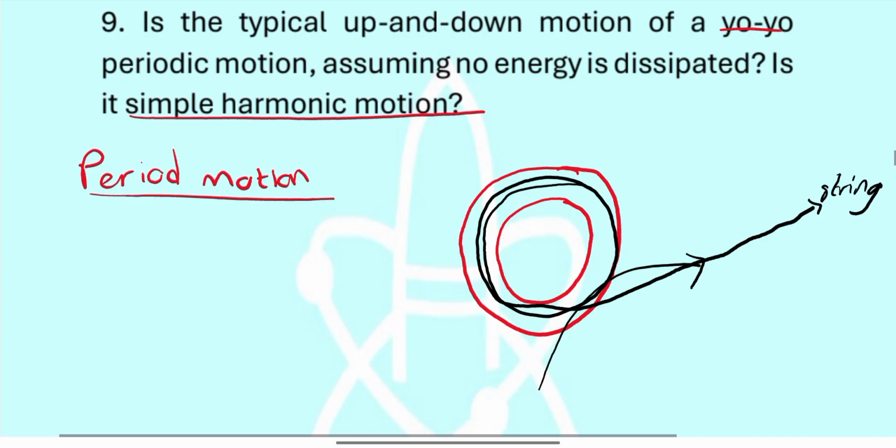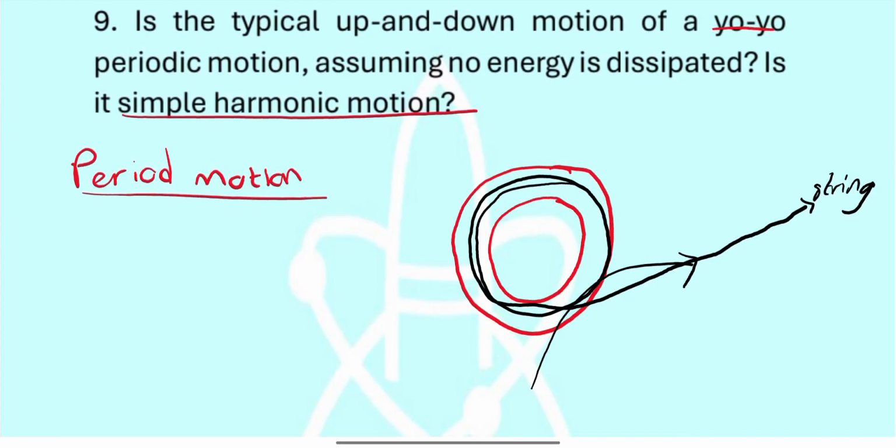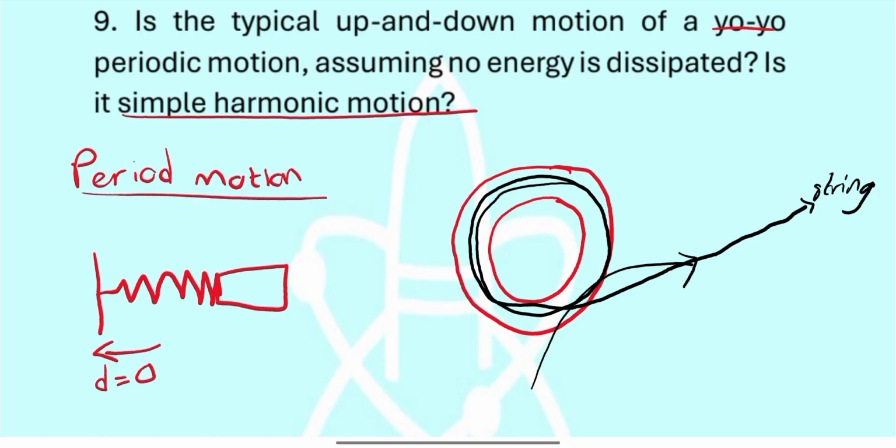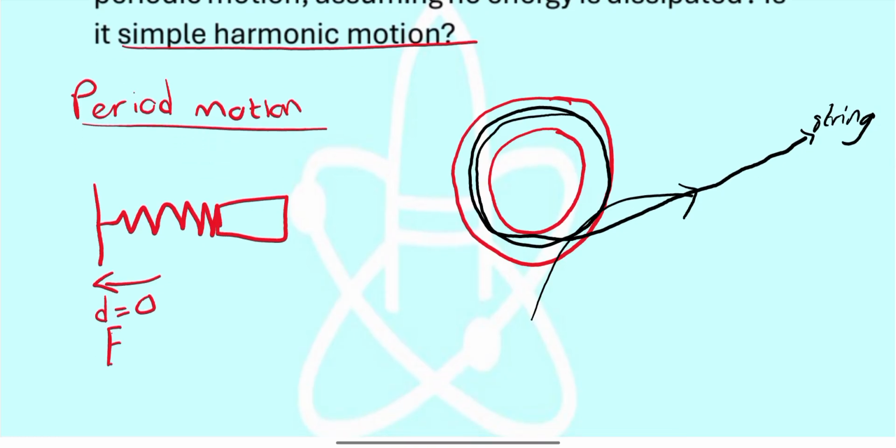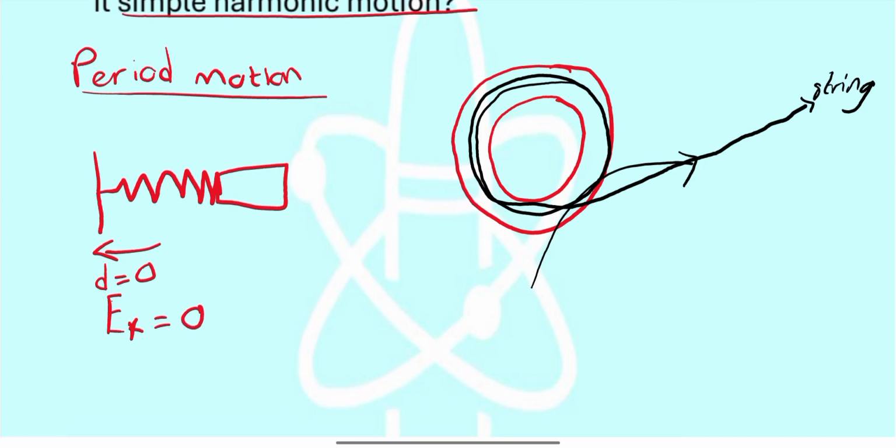Let's take for an example what we already know for a simple harmonic motion. If we have a spring with an object connected, suppose it is at d equals 0, we said that the kinetic energy at this point will be 0 when the spring is fully compressed, and the potential energy will be at its maximum.